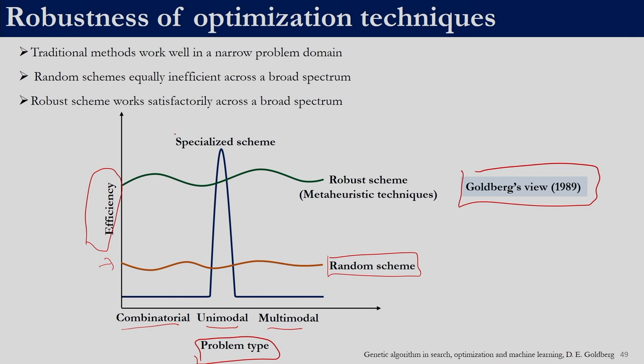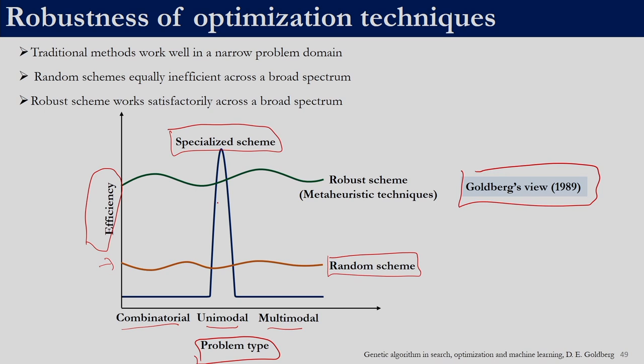Whereas if we use specialized schemes, for example, linear programming with the simplex method, that is a specialized scheme. It is going to work extremely well for unimodal problems or that particular class of problems, but otherwise it is going to have very poor performance, in fact poorer than any random scheme. By random scheme, we mean you give an optimization problem, and we randomly decide the values of the decision variables x1, x2, and x3, and it happens to satisfy the constraints. That is a random scheme.